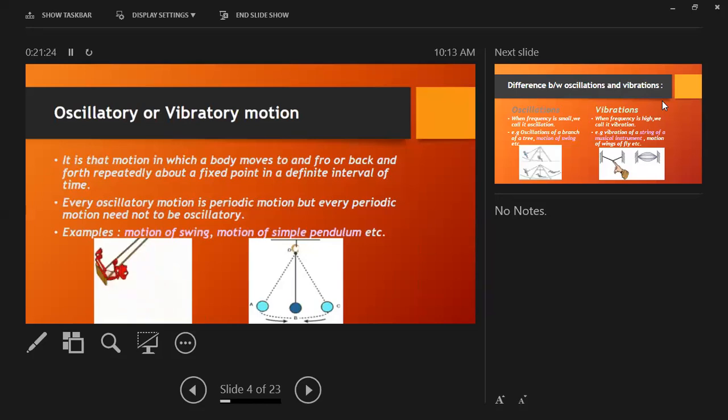Swing, simple pendulum. Can you tell me some example where it is an oscillating motion? Every periodic motion need not be oscillating motion. It should be a periodic motion, should not be oscillating. See, every oscillatory motion is periodic, but not all periodic motions are oscillating.